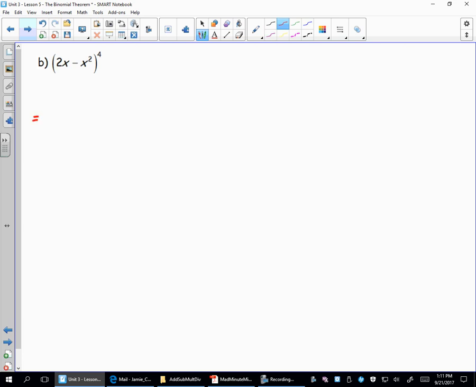Step 1, I need to figure out the parts of the problem. So I need the 4th row of Pascal's triangle. So my coefficient, my first one is 1. My first part will be the power of 4, and my second part, which is negative x squared, to the power of 0.